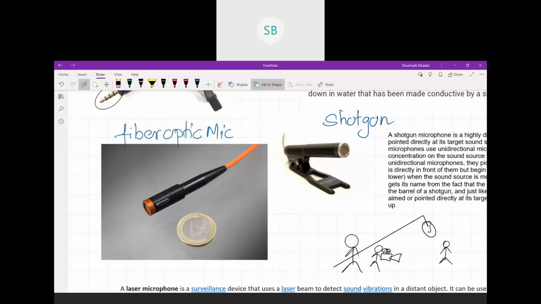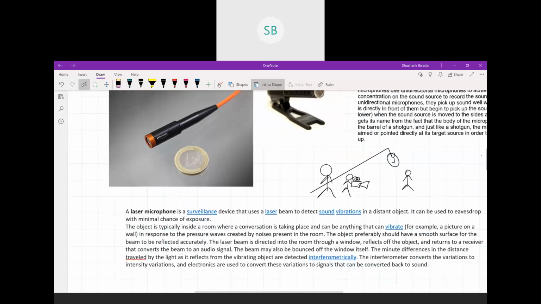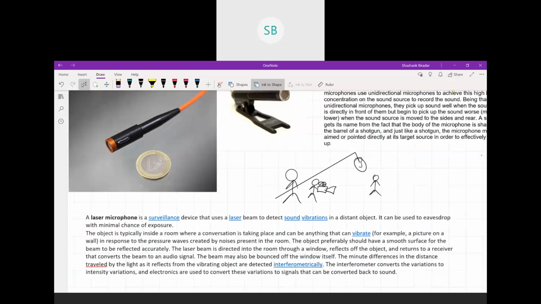Okay, and coming to the next one, the laser microphone. This laser microphone is a surveillance device that uses a laser beam to detect the sound vibration in a distant object. It can be used for various applications. Here basically it is a surveillance device. We can use the glass window of the room to record the sound originating near the window.